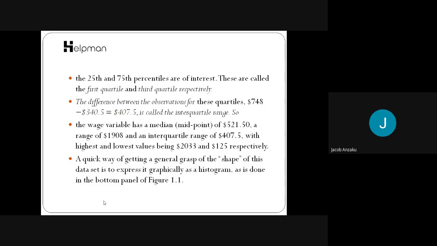Now, a quick way of getting a general grasp of the shape of this dataset is to express it graphically as a histogram, and it's done in the bottom panel of figure 1.1. So if you want to get a general grasp of the shape of this dataset, we can express it graphically, just like I explained earlier, using a descriptive statistic like the histogram that we can see below. It will give us a general grasp of the shape of this data set and tell us some attributes and characteristics of the data set that we have seen in table 1.2.